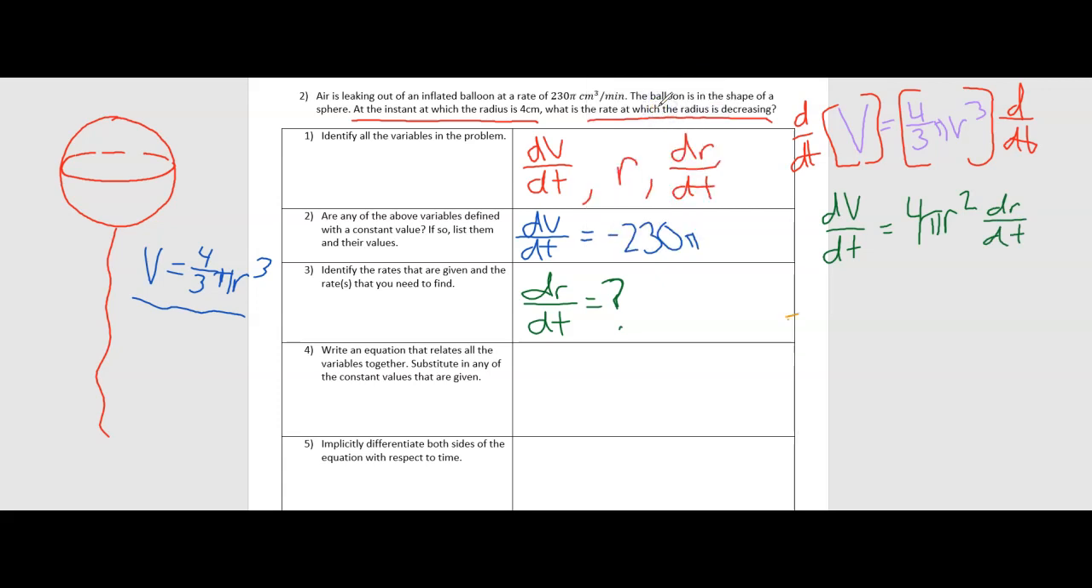Now I just need to substitute in. I know what dV/dt is. That's negative 230 pi. I know that my r is equal to 4, right? Because that's the value of r when we need to figure out what dr/dt is.